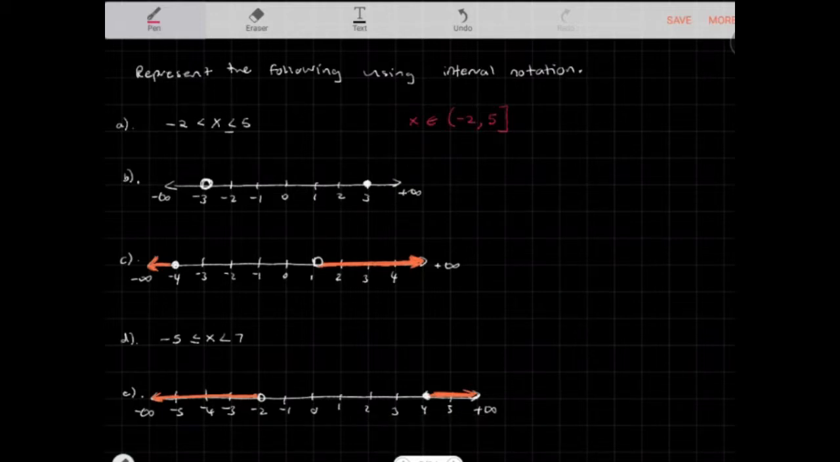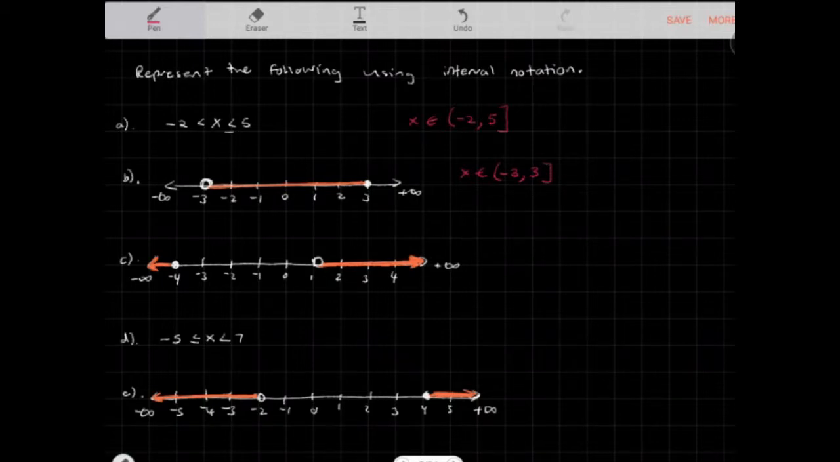Now let's take a look at part B. Right, so we want to represent the following using interval notation. I think this portion here, they're basically referring to this interval here. So if they're referring to this interval here, we want to look at all of the values that are greater than negative 3 but less than or equal to 3. So x belongs to greater than negative 3, which does not include negative 3, so we use the round bracket, comma, less than or equal to 3. And we're going to use the square bracket for less than or equal to.